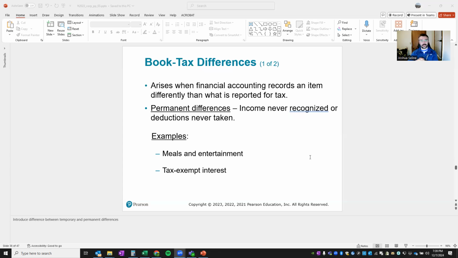We've got book tax differences. This arises when financial accounting reports an item differently than what is reported for tax. Think section 179. Section 179 is a tax depreciation. There is no such thing as 179 for book purposes. Permanent differences are income that's never recognized or deductions that are never taken. Examples: meals and entertainment, taxes and interest. You recognize that for book, but you don't recognize that for tax. And that becomes part of your ASC 740 calculation.